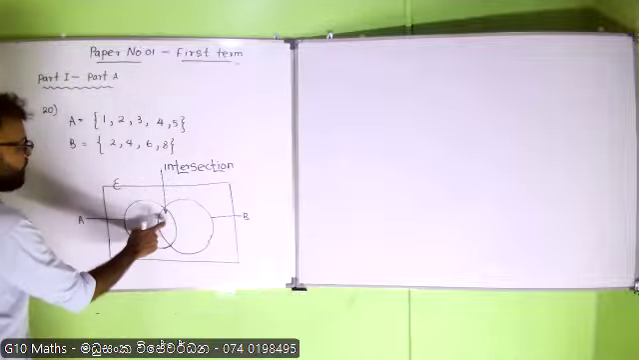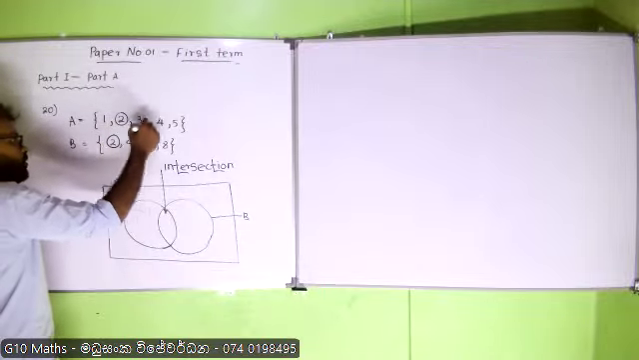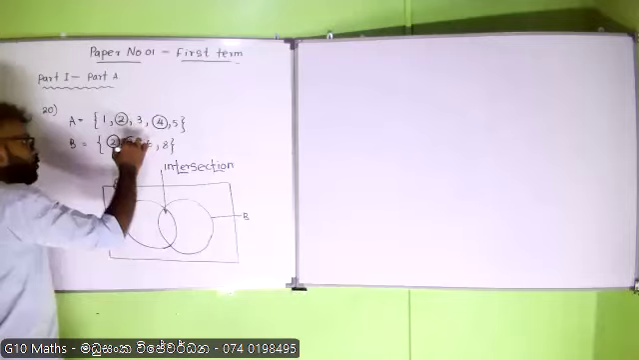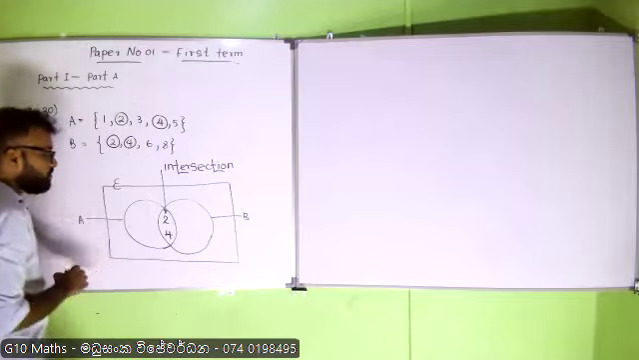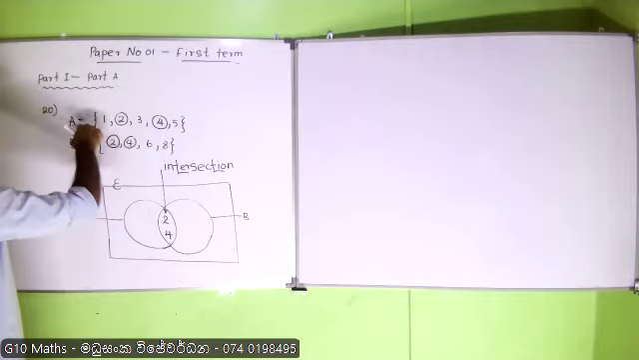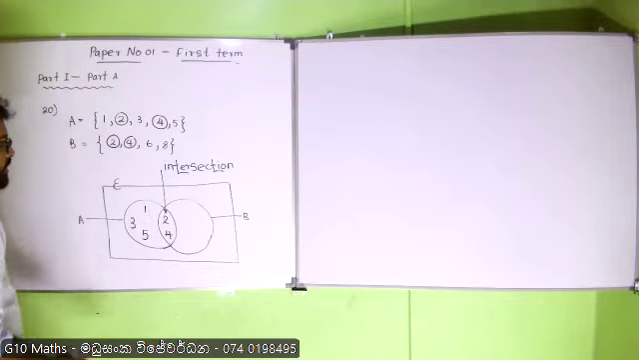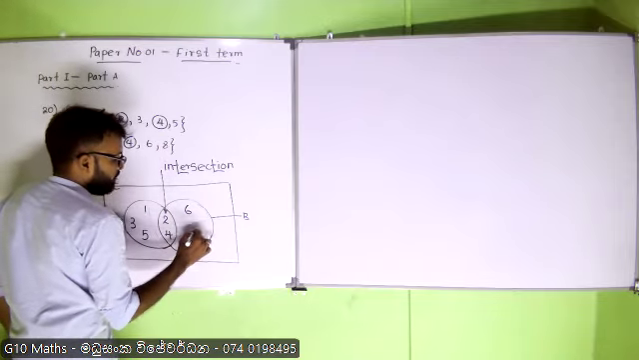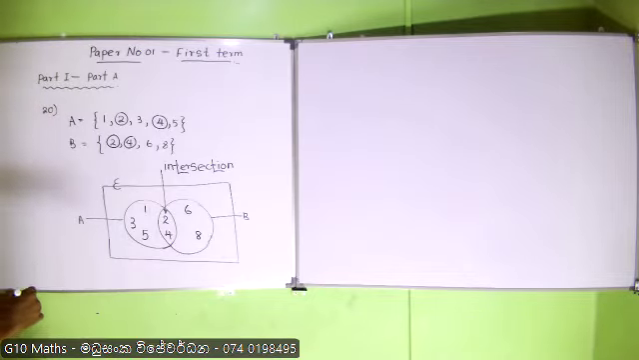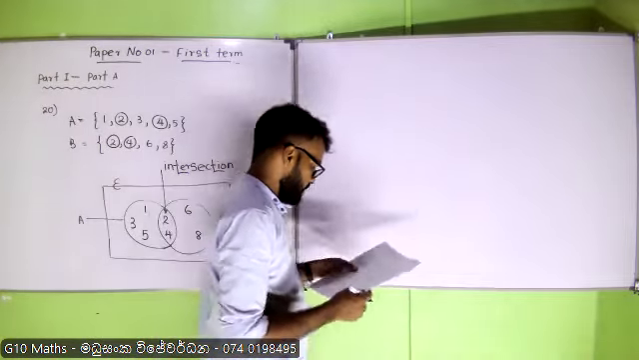So first of all I will fill this. I need to identify the common elements for both A and B. 2 and 4 are common for both A and B, so I will write them here. Except 2 and 4, I can write the other elements inside A: 1, 3 and 5. Except 2 and 4, I can write 6 and 8 inside B. So that's it.